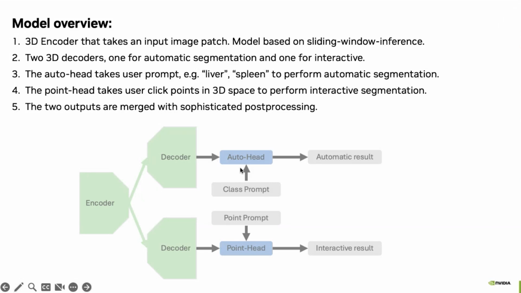We have the AutoHead. This AutoHead takes the user prompt, so user input, like you can say liver, spleen, and the model will segment the liver and spleen. This is the automatic result. You don't need to provide any click points when you just tell the model to segment liver and spleen. The other branch takes the user click points. The user directly clicks in the 3D space, and the point head accepts those point clicks and generates the 3D segmentation results. And these two outputs are merged with a sophisticated post-processing algorithm. This is the model architecture of VISTA-3D.